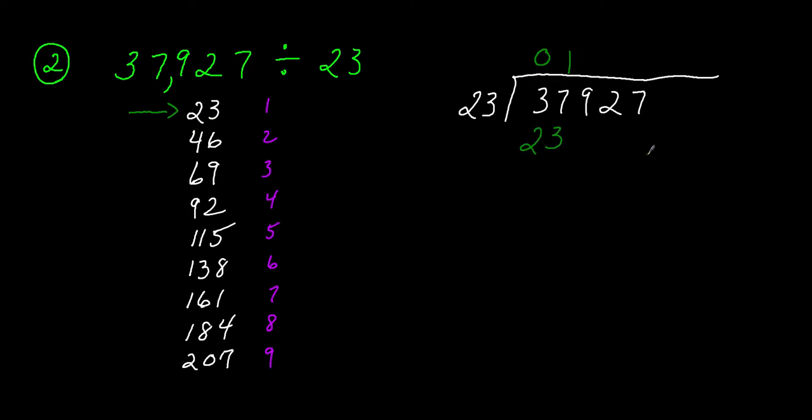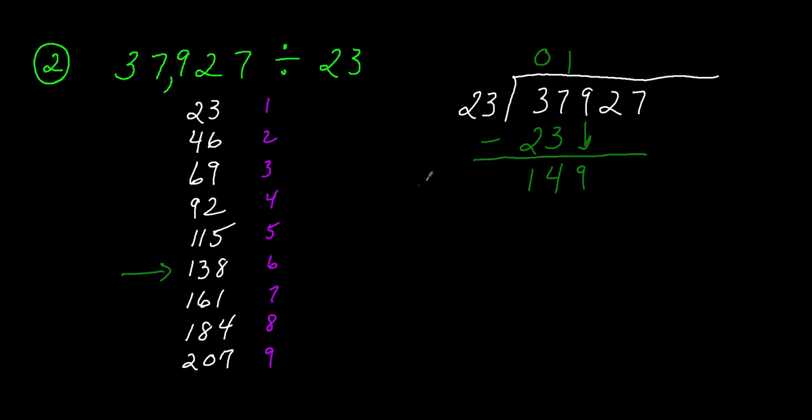We subtract. What's 37 minus 23? Well, let's see. 7 minus 3 is 4. 3 minus 2 is 1. Now I bring down my 9. Now I have 149. Well, is 149 on the list? No. So what's the closest number to 149 without going over? It would be this one, 138. And that is the 6th number on the list.